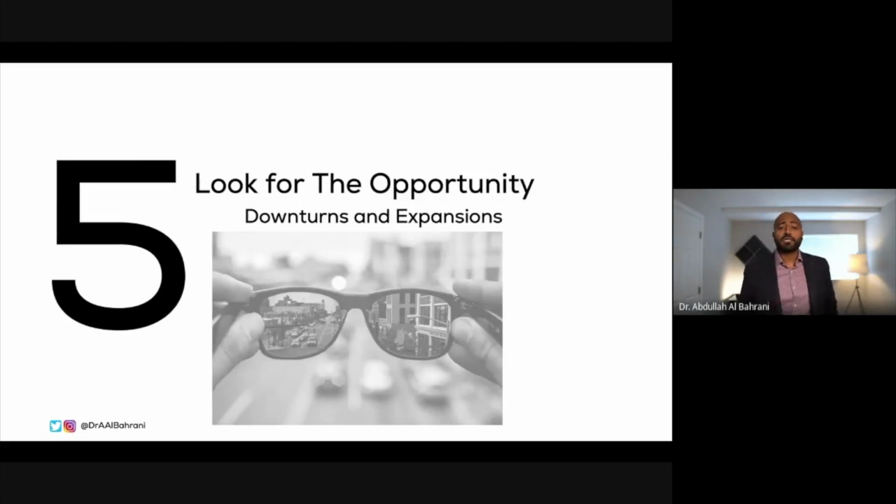Five, with that said, look for the opportunities. I know the world economy is going through a really difficult time, but in reality, billionaires are made during economic downturns because there's so much opportunity right now to innovate and solve problems. So look out there. What's missing in the economy that you could solve?